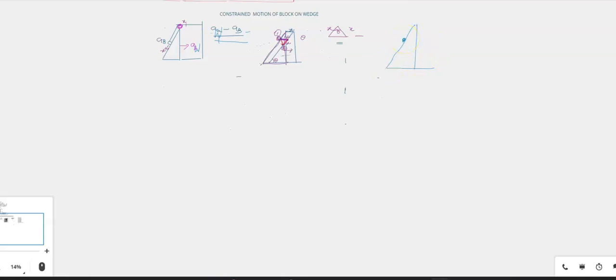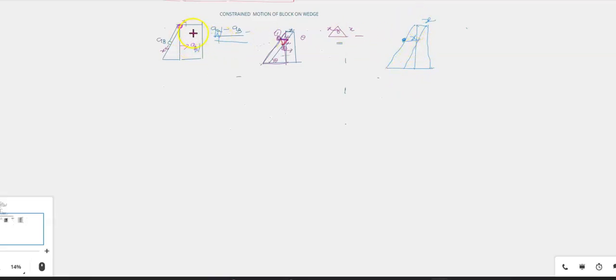If this is fixed to the wedge, then what would happen is after some time, when the wedge moves by a distance x, then the block also would move a distance x if the block is fixed to the plane of the wedge. But here we have a situation where this is not fixed, but it is tied to the rope.